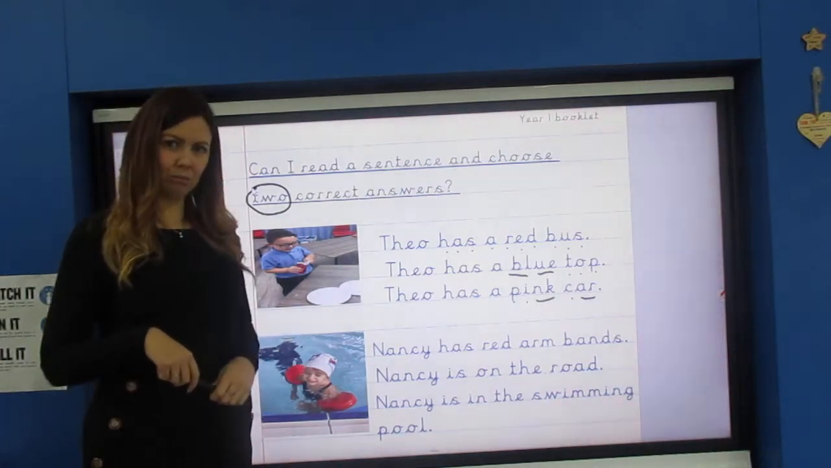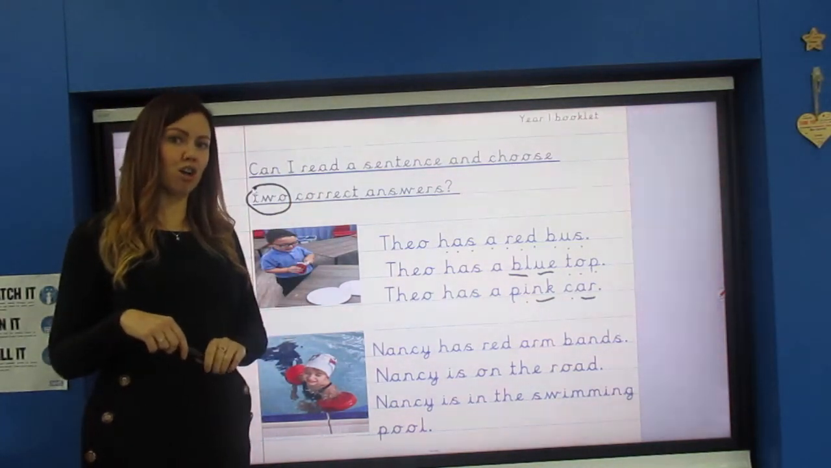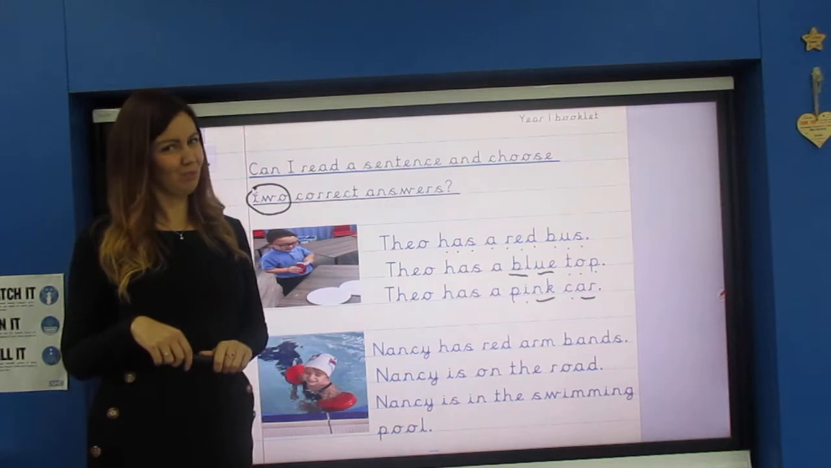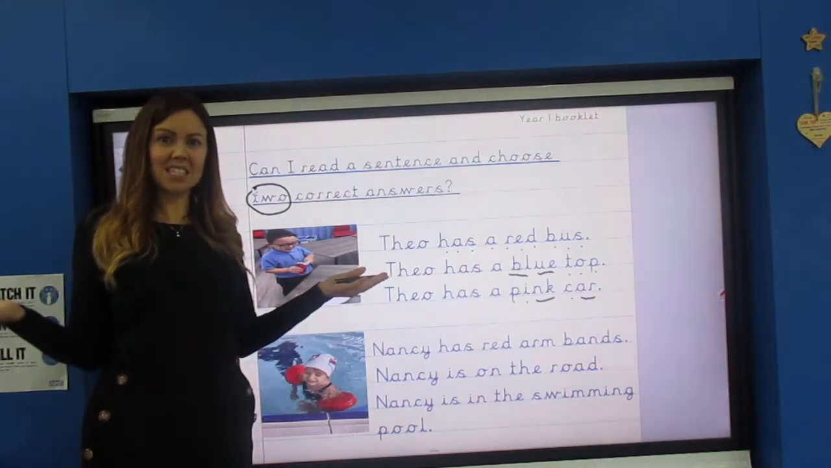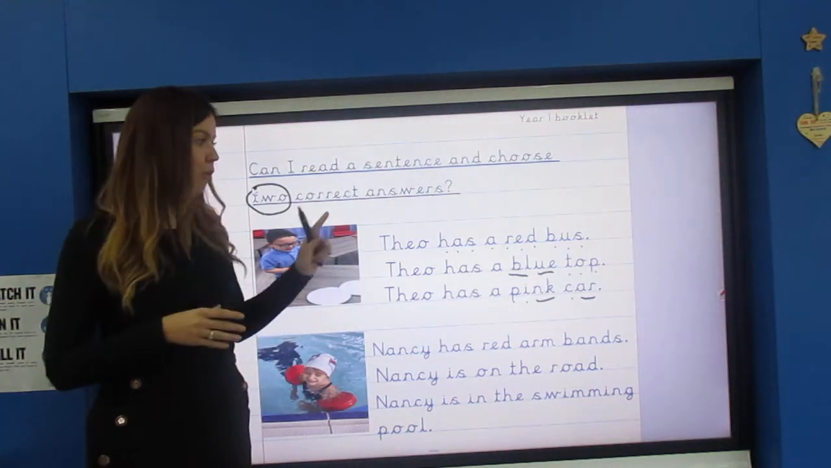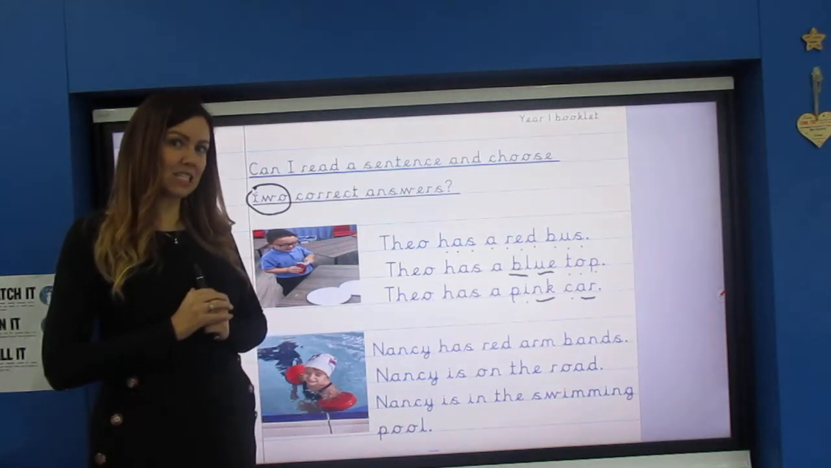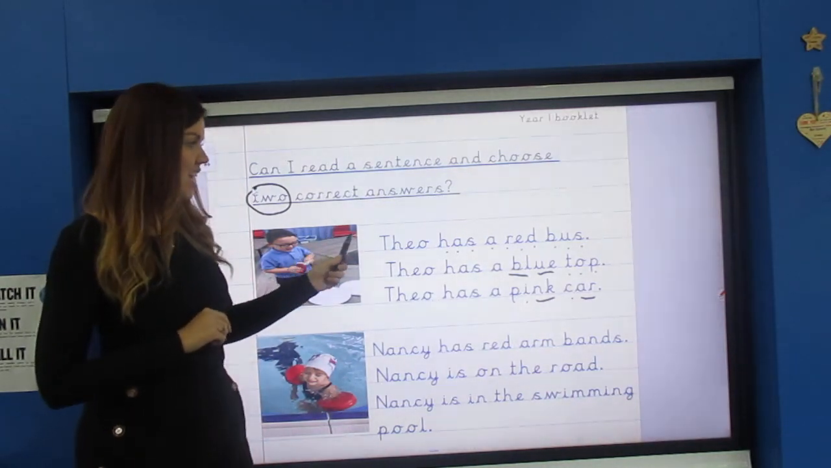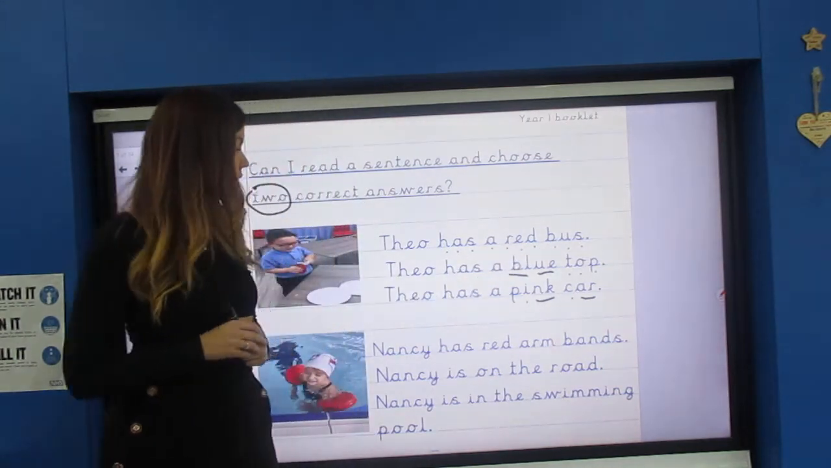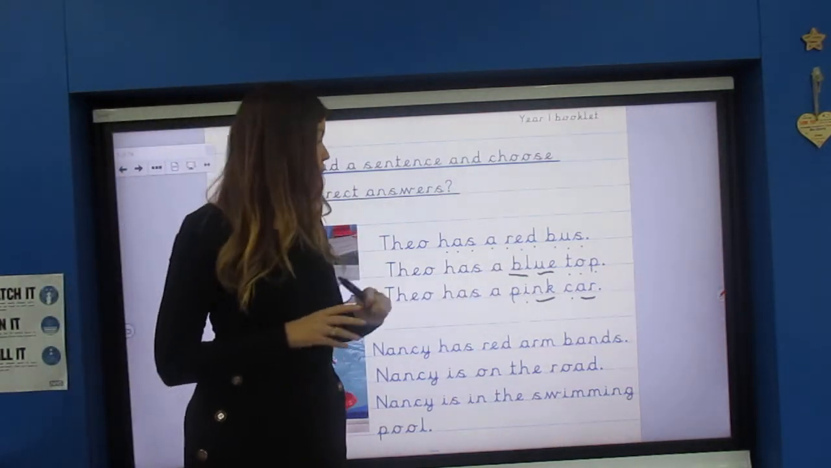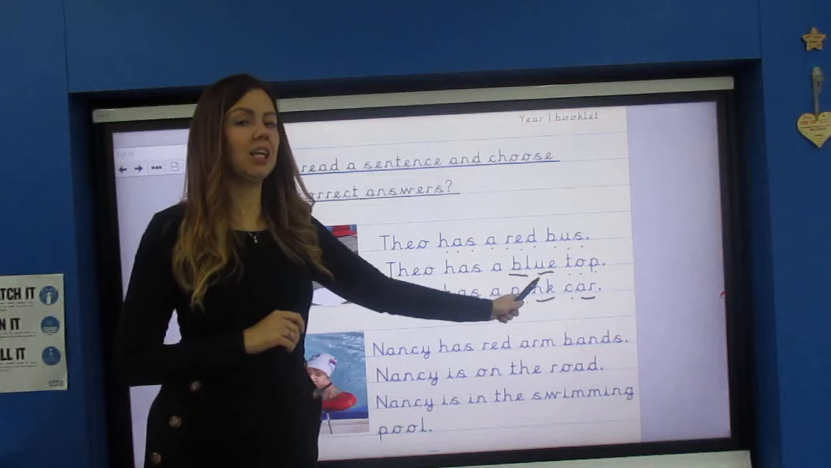So I need you to help me now. 2 of those sentences are correct and 1 of them is wrong. Which ones are right? Can you tell me? Can you point to them? Can you read the sentences for me? So Theo has a red bus. Theo has a blue top. Theo has a pink car.